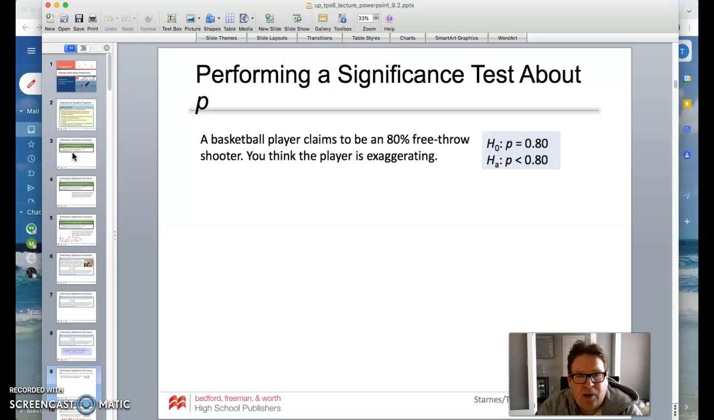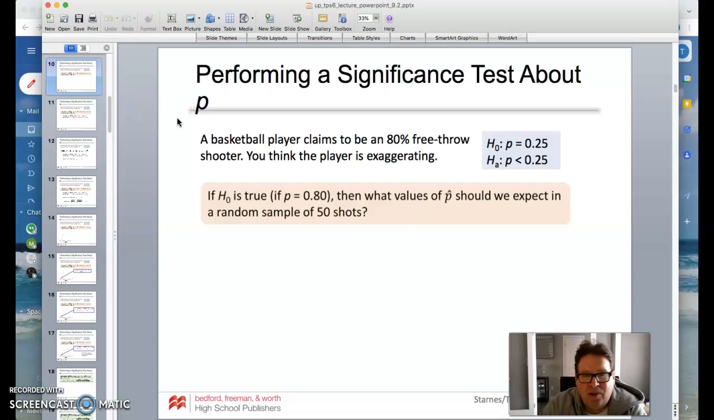Now, a basketball player claims to be an 80% free throw shooter. We talked about that before. You think the player is exaggerating. So the null hypothesis is that p is equal to 0.80, whereas our alternative hypothesis, we think it's less. Somehow this changed on the slide, so disregard that. That's going to go on to our later problem of what we just talked about. But let's refer to those as 0.80 on both of those.